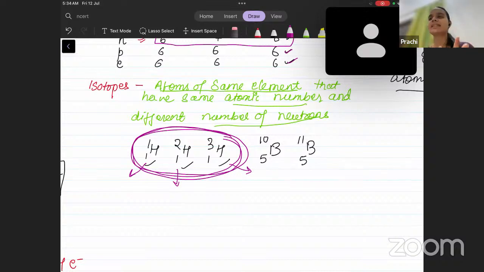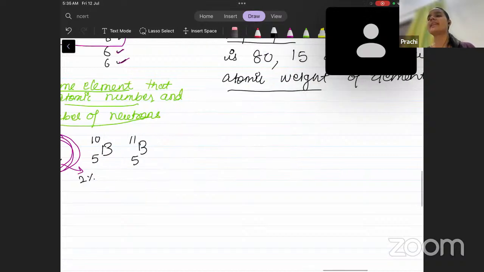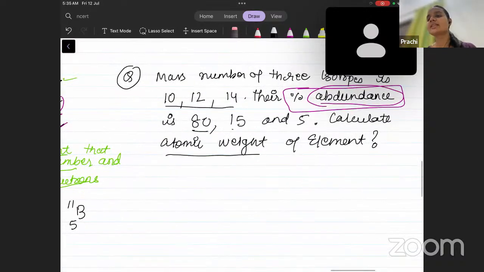But what will happen is, according to their percentage in nature, which is different for different isotopes, let's assume that the percentage of this isotope is 90%, this is 5%, and this is 2%. So percentage abundance is how much they are existing in nature.